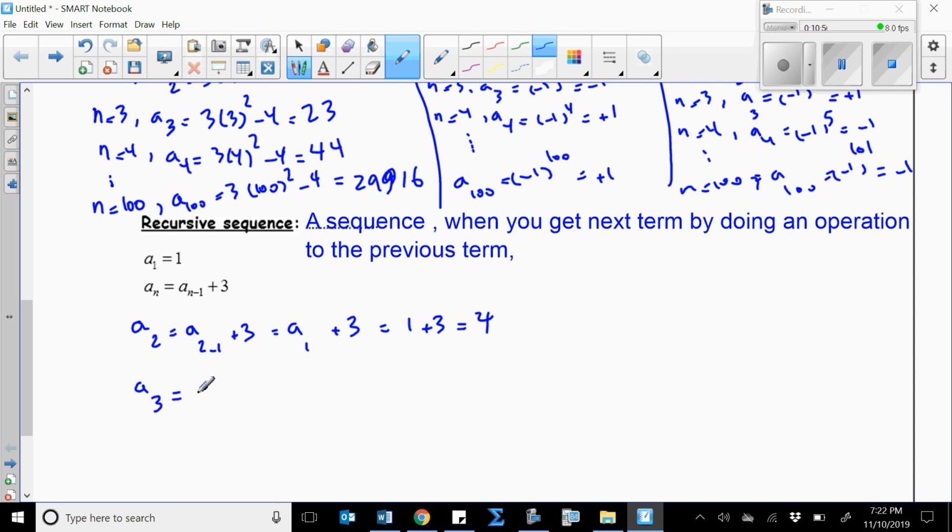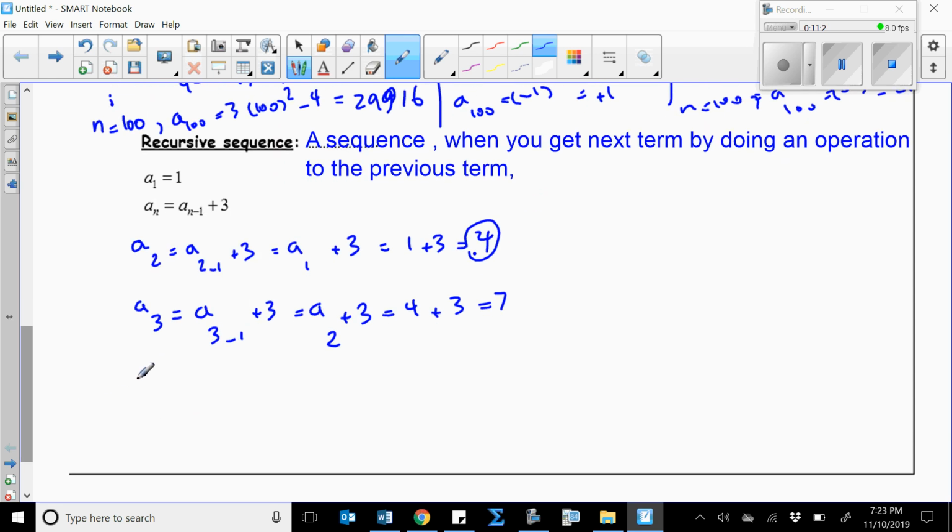To find a3, I need a(3-1) plus 3, which will be a2 plus 3. And a2 is what we just got here. It's equal to 4. So 4 plus 3 is equal to 7. To find a4, I need a(4-1) plus 3, which will be a3 plus 3. And a3 is what we just got here. It's 7 plus 3 equal to 10.